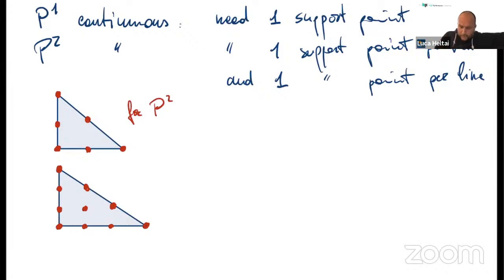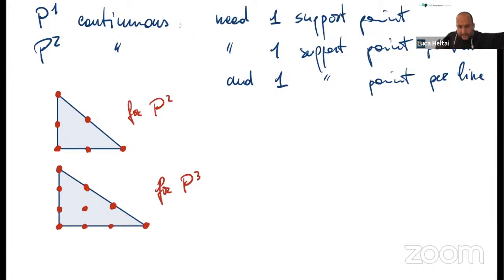And now, this is for P3. If you go to 3 dimensions for P2 or for P3, you would have exactly the same situation. So you have to guarantee that the number of degrees of freedom that you specify on each one of the triangles that make up the 3-dimensional tetrahedra will have the same number of degrees of freedom that are required for P2 and P3 in 2 dimensions.